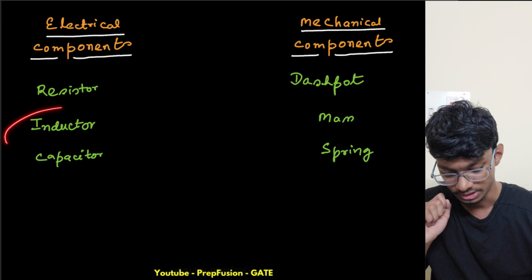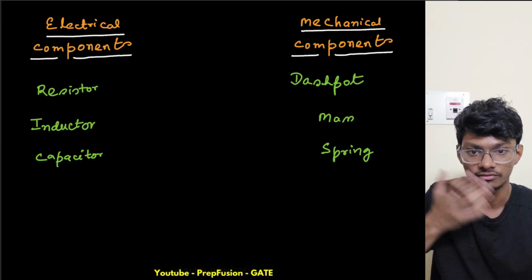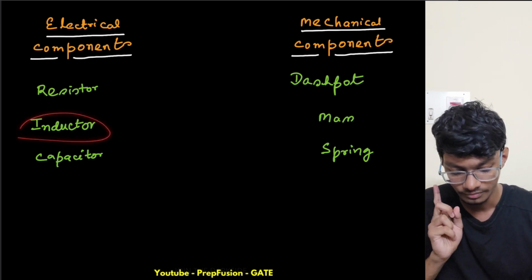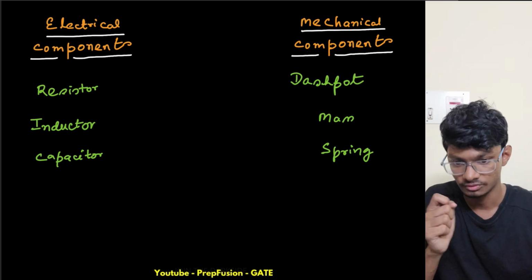That's why. Now this inductor opposes the rate of change of current. Now what does this relate to in mechanical components? It relates to mass. So I will write the formulas for each of them, then we'll understand.